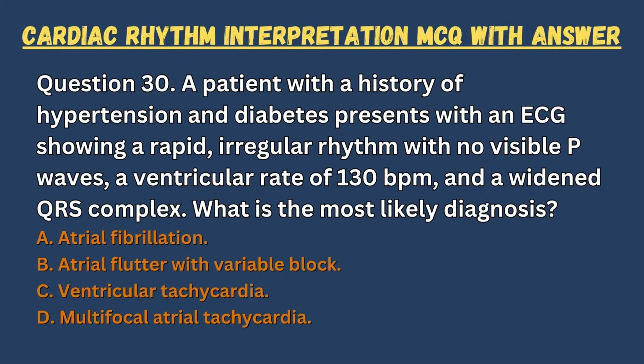A patient with a history of hypertension and diabetes presents with an ECG showing a rapid, irregular rhythm with no visible P waves, a ventricular rate of 130 BPM, and a widened QRS complex. What is the most likely diagnosis? A. Atrial fibrillation. B. Atrial flutter with variable block. C. Ventricular tachycardia. D. Multifocal atrial tachycardia.